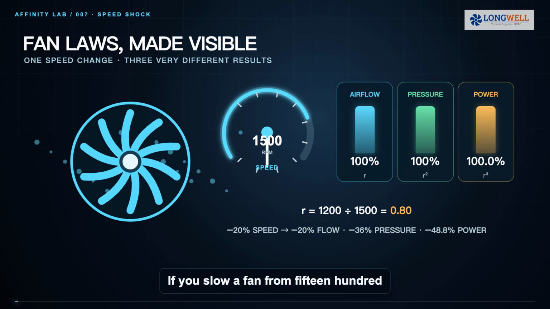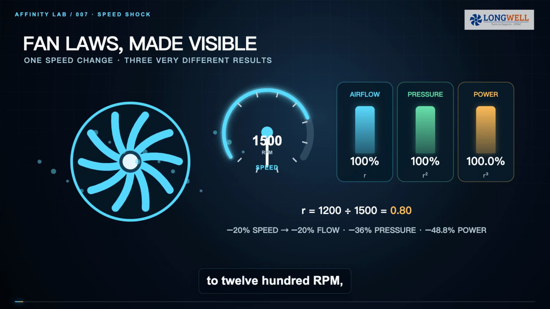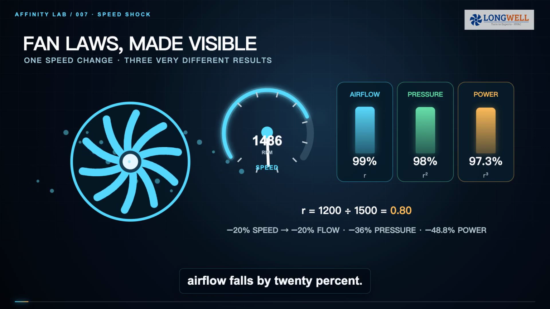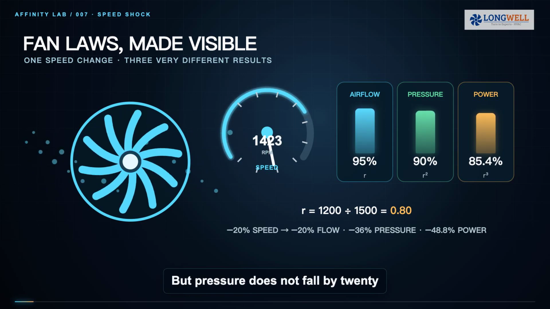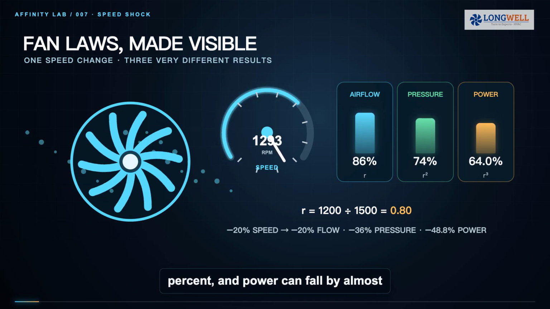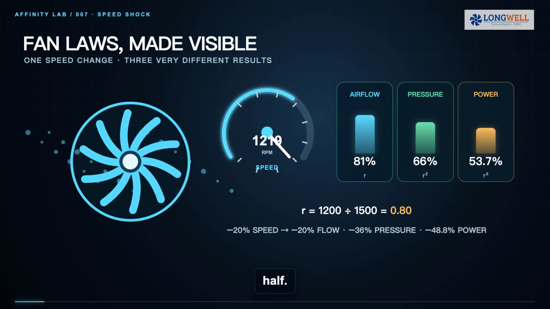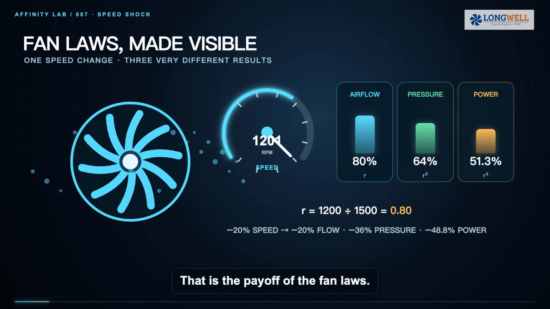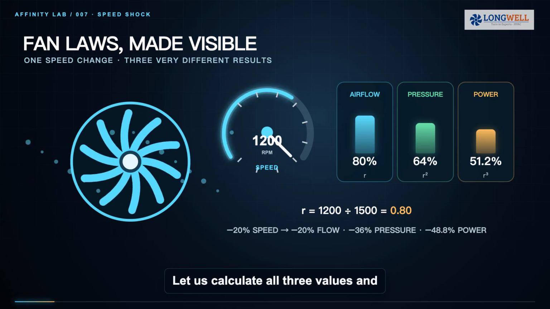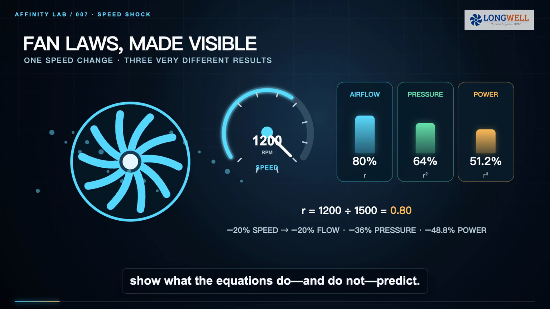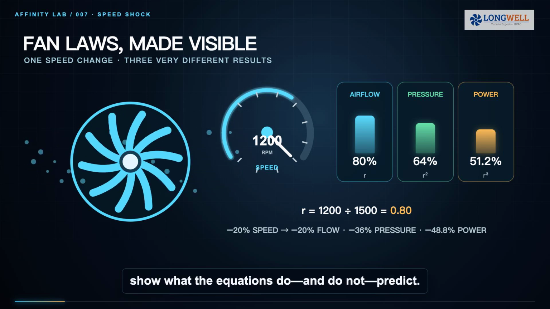If you slow a fan from 1500 to 1200 RPM, airflow falls by 20%. But pressure does not fall by 20%, and power can fall by almost half. That is the payoff of the fan laws. Let us calculate all three values and show what the equations do and do not predict.